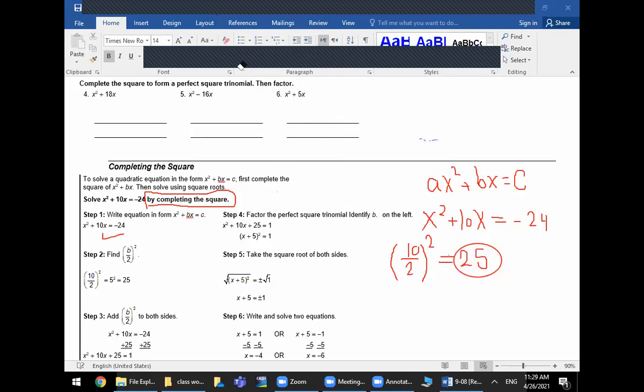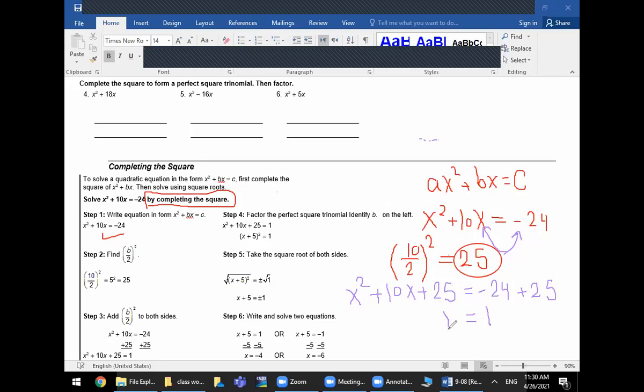We will add 25 to both the left and right side. How? It will be x to the power of 2 plus 10x plus 25, plus 25. So this is the left side. And on the right side, we have negative 24 plus 25. Then we will start to simplify. On the right side I have 1. And on this side, I have x to the power of 2 plus 10x plus 25.